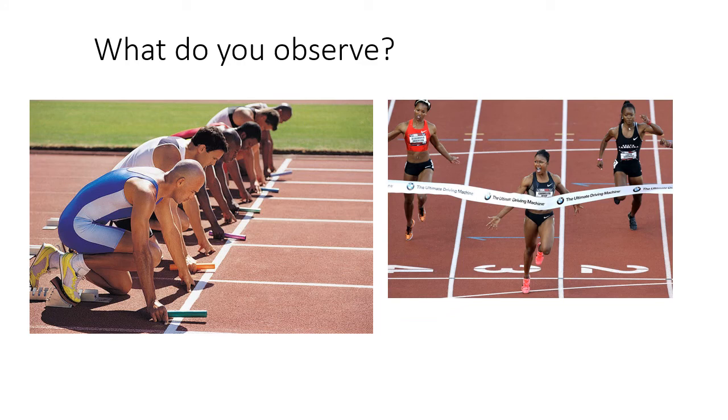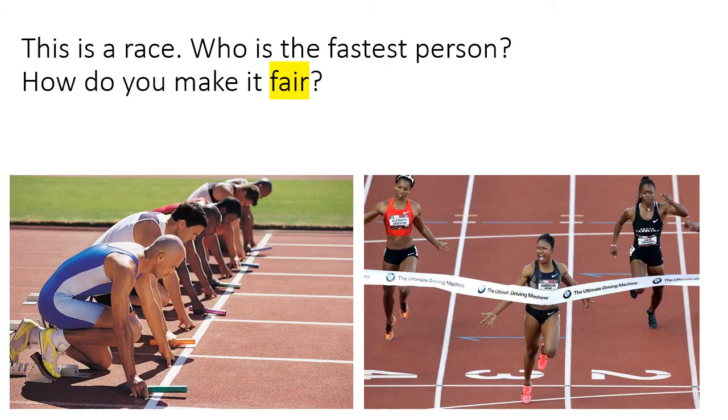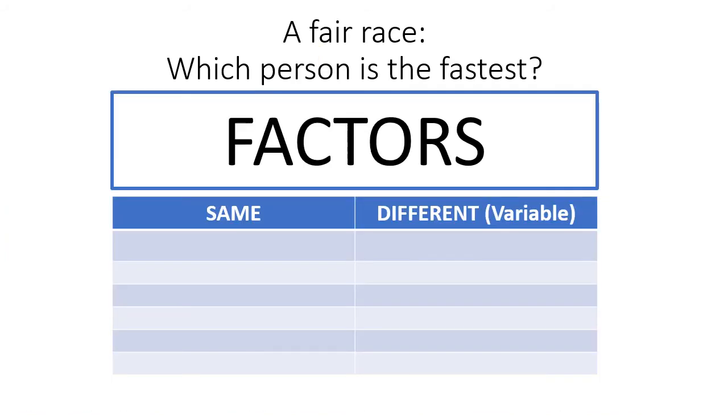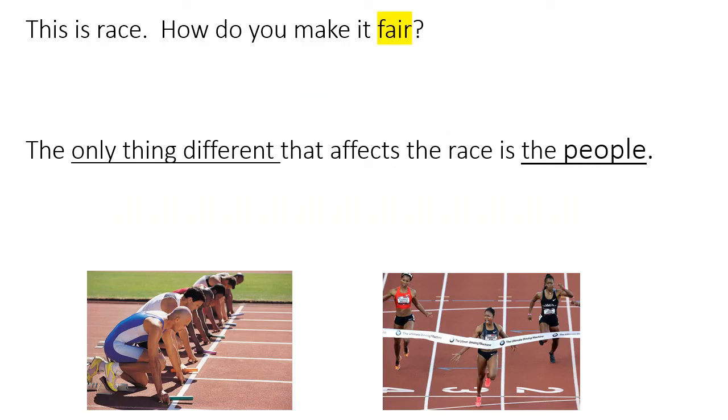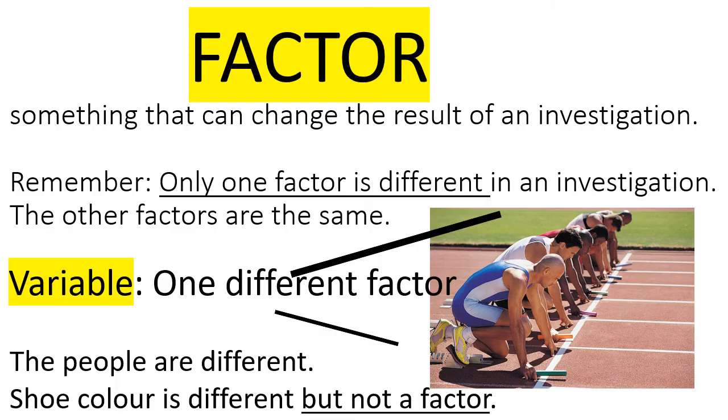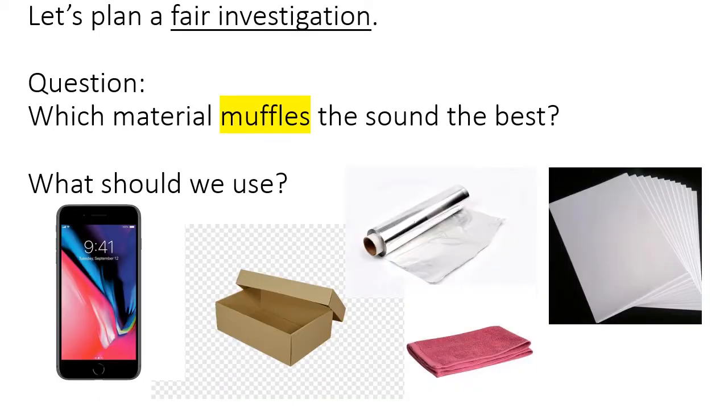So again, this is reminding us what makes a fair test. How do we make a test fair in science? And we compared it to a fair race. How do we make a race fair? We know what a factor is and what a variable is. There should be one variable in an investigation. So let's plan a fair investigation.